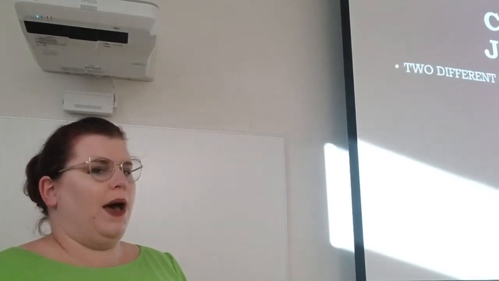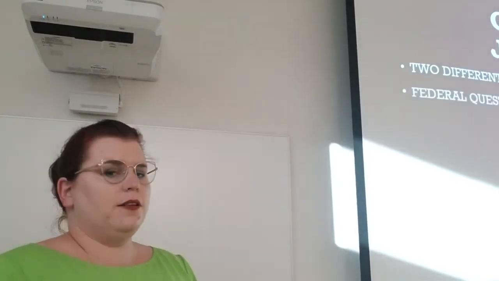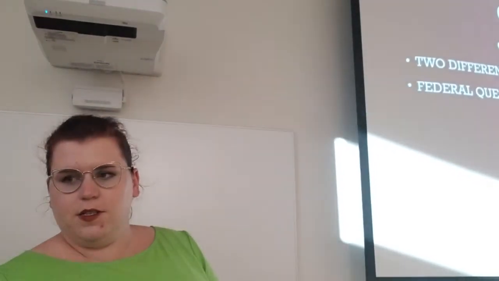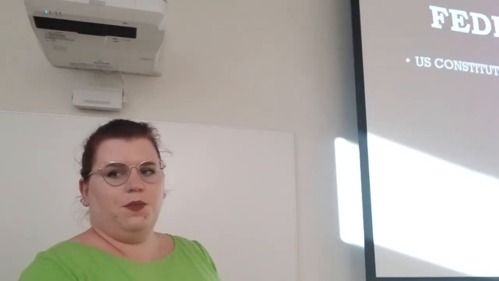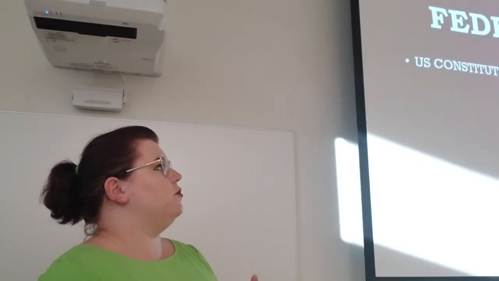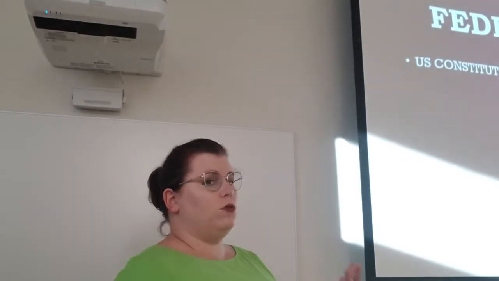All right, so concurrent jurisdiction. Do you guys remember what that one is? You go either court, either state or federal. Yeah. Two different courts have the power to hear a case. Now, these are going to be federal questions or diversity of citizenship. So, federal questions. What ones are those? They are going to be U.S. constitutional issues, issues regarding Congress, or issues regarding treaties.